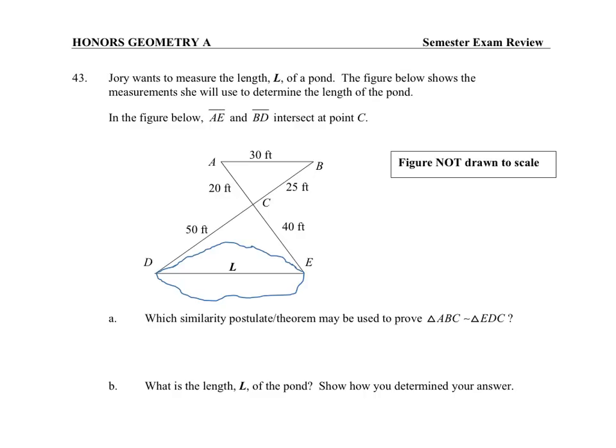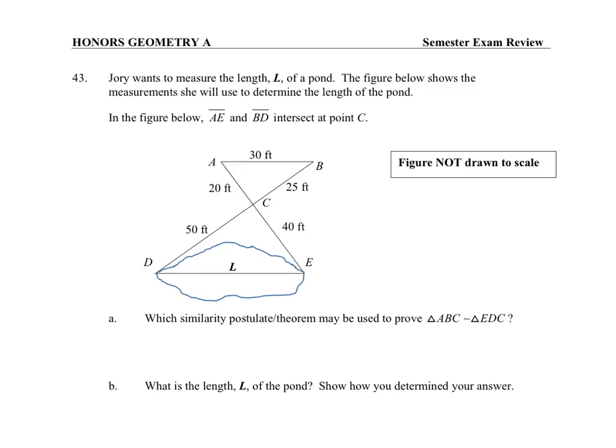Jory wants to measure the length L of a pond. So that's right here. The figure below shows the measurements she will use to determine the length of the pond. In the figure below, AE and BD intersect at point C. Which similarity postulate or theorem may be used to prove triangle ABC is similar to triangle EDC?